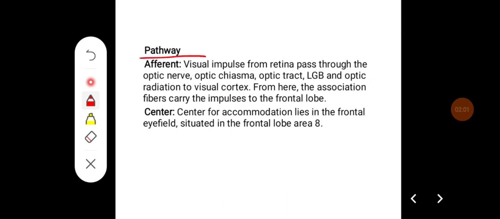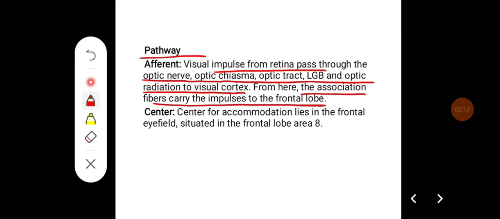If you see the pathway, the afferents are mainly the visual impulses from the retina, which pass through the optic nerve, optic chiasma, optic tract, lateral geniculate body, and optic radiation to the visual cortex. From here, the association fibers carry the impulses to the frontal lobe. The center for accommodation lies in the frontal eye field, which is situated in the frontal lobe, area 8.